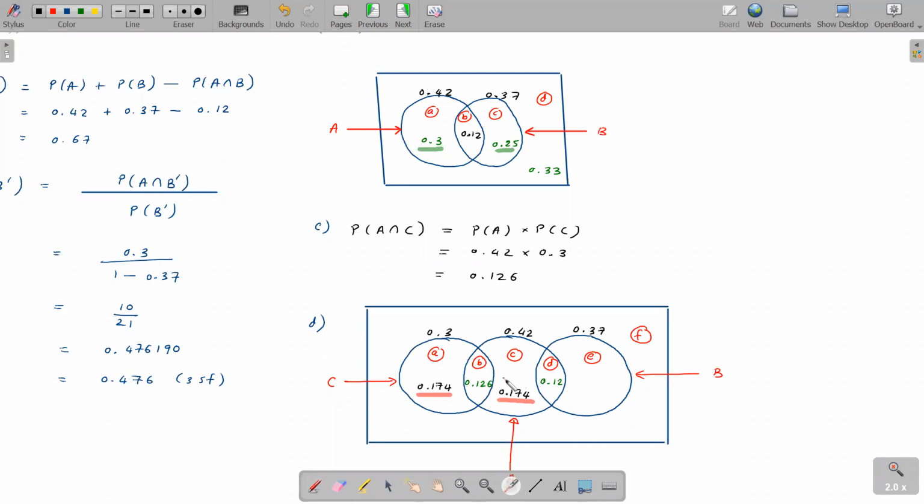And then the next answer, so this is D and E together. You can see circle B has a probability 0.37. I think we have already found it, right? Yeah, from the previous part. 0.37 minus 0.12. So that should be 0.25. That does not change, right?